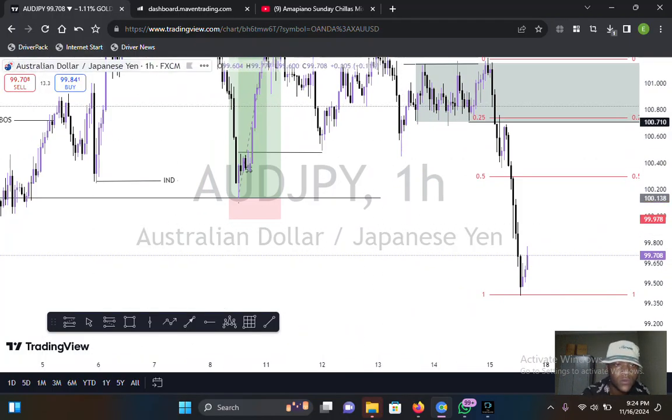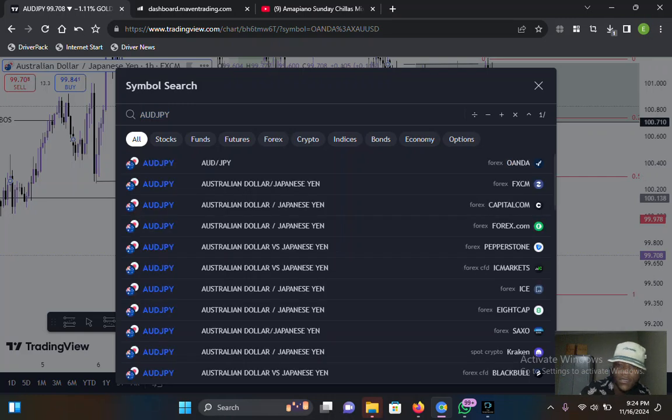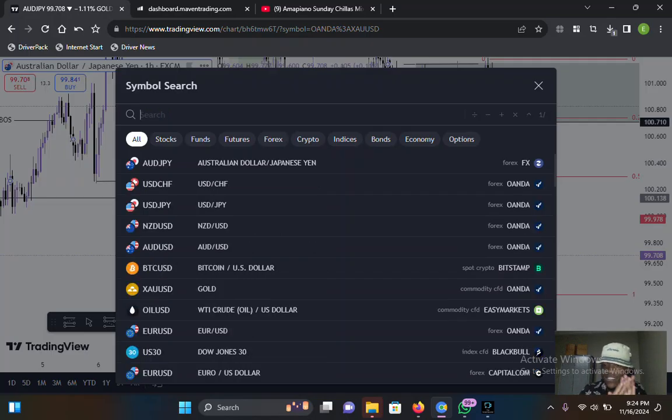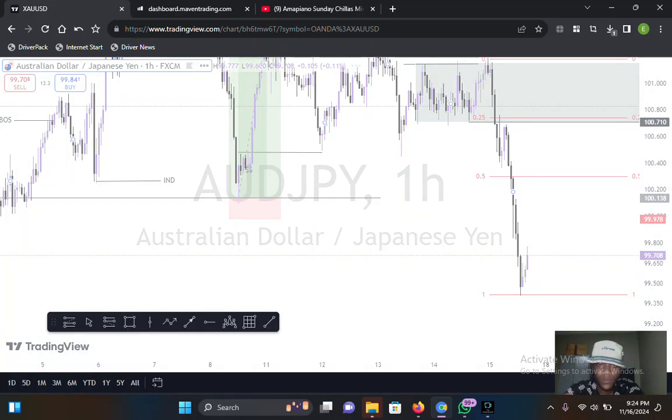So what is more important? Liquidity sweep, break of structure. If you don't see those two, you don't have a trade. So liquidity sweep, break of structure, and you can go to gold.